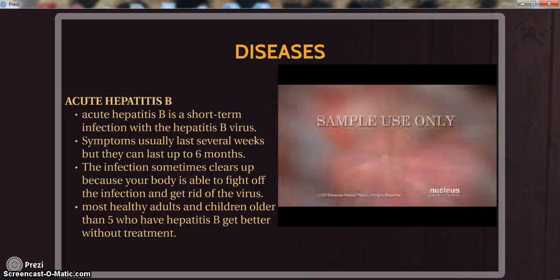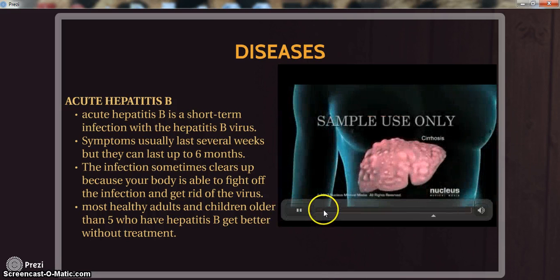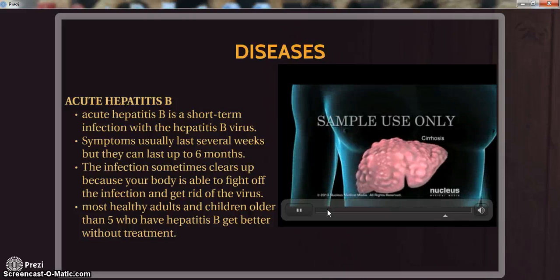The disease: acute hepatitis B is a short-term infection with the hepatitis B virus. Symptoms usually last several weeks, but they can last up to 6 months. The infection sometimes clears up because your body is able to fight off the infection and get rid of the virus. Most healthy adults and children older than 5 who have hepatitis B get better without treatment. If you have a chronic hepatitis B infection, your liver contains a large amount of scar tissue called cirrhosis.